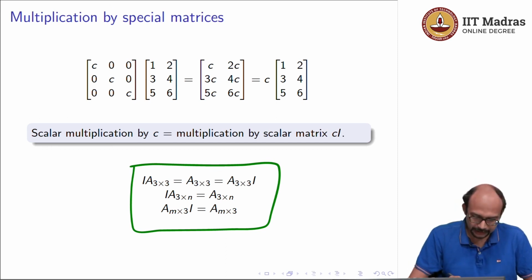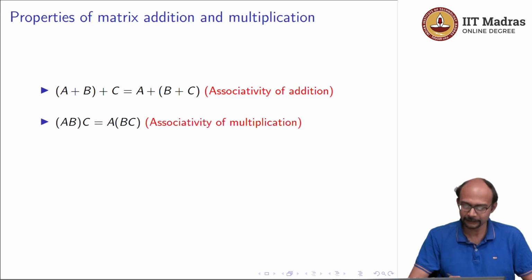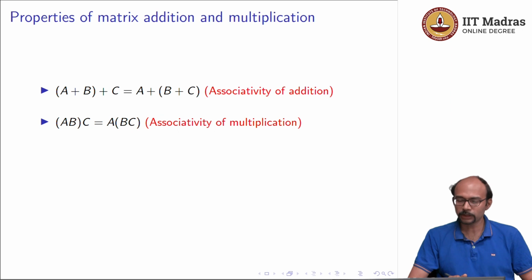Okay, so finally let's quickly summarize some properties of matrix addition and multiplication. If you add 3 matrices, it doesn't matter which order you add them in. This is called associativity. If you multiply 3 matrices, it doesn't matter which two you multiply first, but very importantly, you have to multiply them in the same order. You can't change the order.